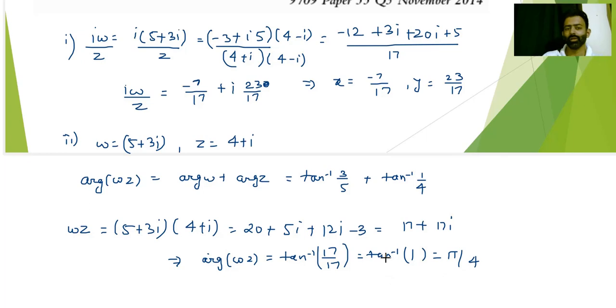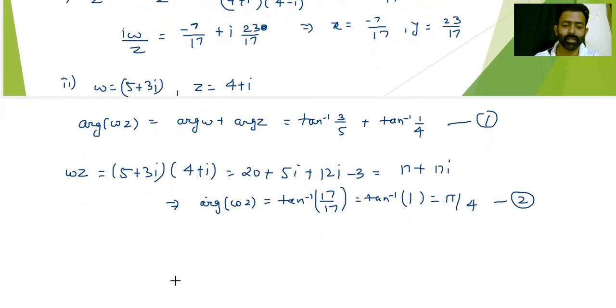Okay, so first we have considered the argument of wz using the identity that argument of wz is argument of w plus argument of z, and by multiplying wz we get another complex number which is 17 plus 17i. So its argument should match with the argument of wz, right? So these two equations should match. This is equation 1, this is equation 2. So hence we can say that tan inverse 3 by 5 plus tan inverse 1 by 4 is equal to pi by 4.